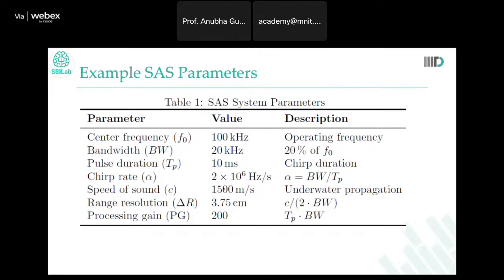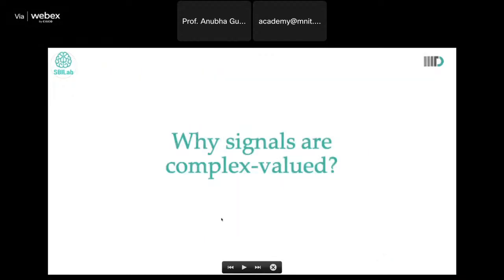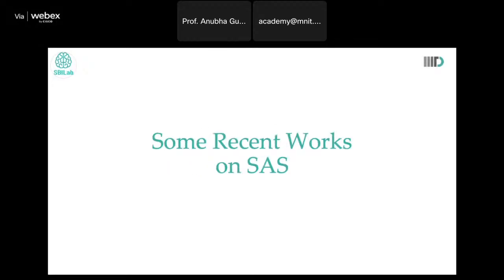Range resolution is 3.75 centimeter, and how we have calculated it is C into Tc by 2, or C divided by 2 into bandwidth. Processing gain is Tp into bandwidth, around 200 for our case. Why are signals complex valued? For you to think: because you need to do baseband conversion, and that's where you actually get complex valued signals.